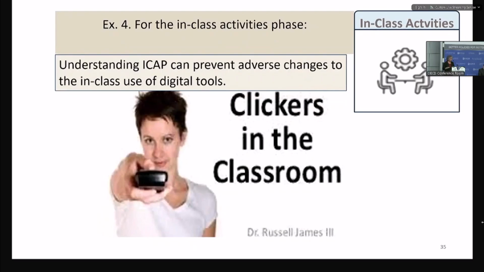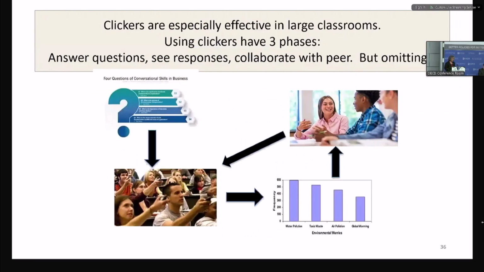Okay, now I'm going to give you an example for the in-class activities phase. Understanding ICAP can prevent adverse changes to in-class activities. A very popular in-class activity is the use of clickers, right? And the clickers have 4 phases. The first phase is you choose an answer, and then you see the bar, and then you discuss it with your peer, and then you choose your answer again.